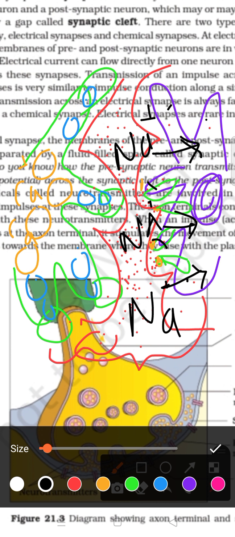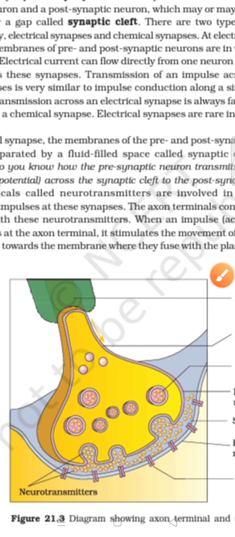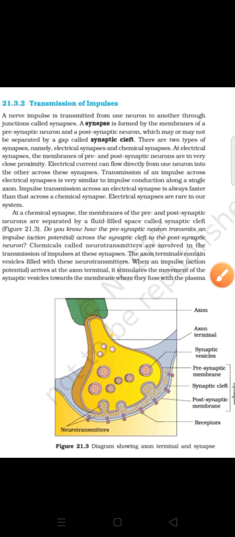When sodium enters inside the dendrite, at that time it starts to show the process of depolarization, polarization, depolarization, and then repolarization, by which what happens here, the electric current or nerve impulse passes from one neuron to the next neuron. I hope that thing is clear. Same thing is written in your NCERT also.